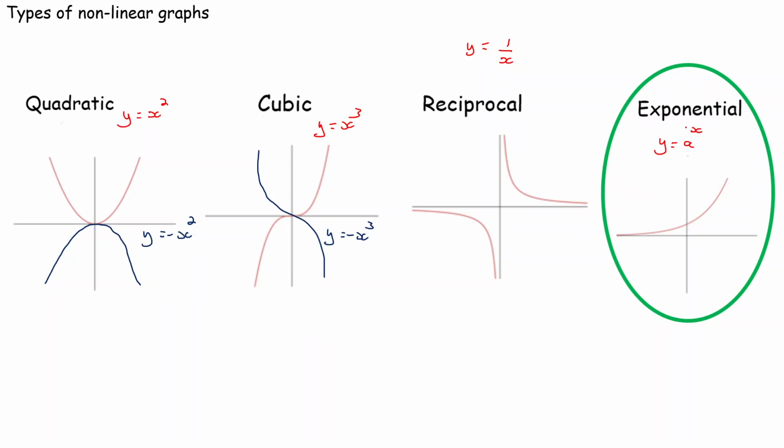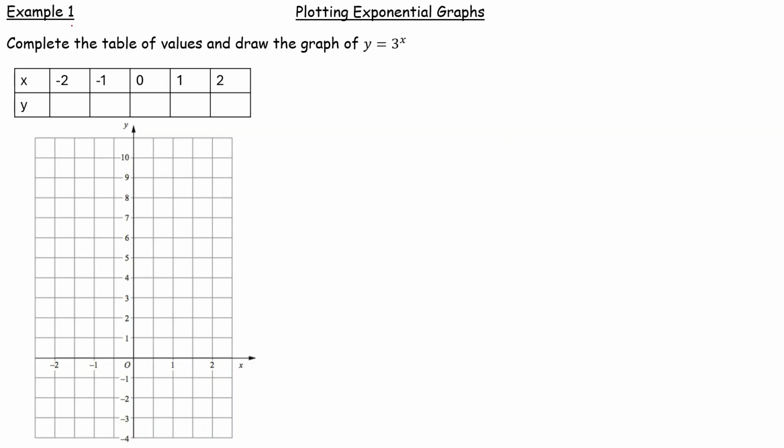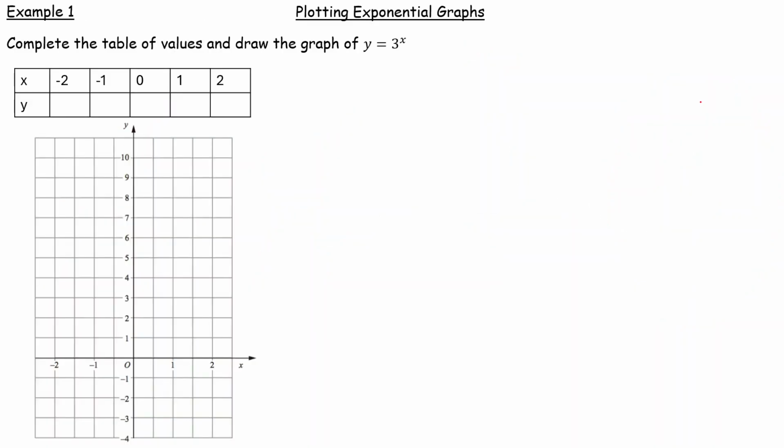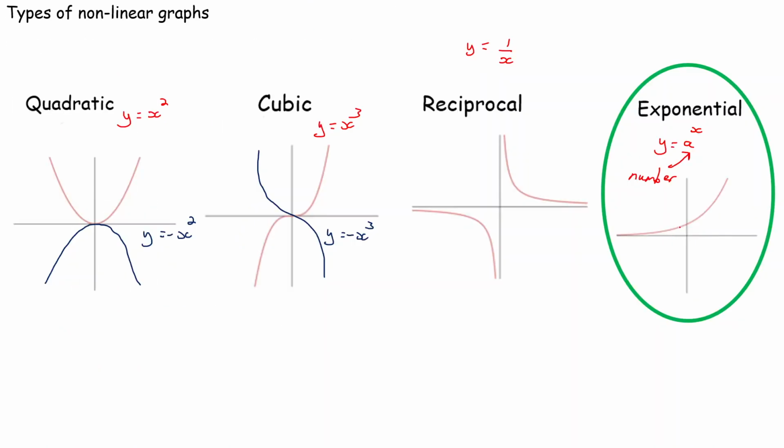But what's really important, because we're looking at plotting exponentials today, is being able to recognize, if I look at example 1, it says complete the table of values and draw the graph of y is equal to 3 to the power of x. If you weren't told that this is an exponential graph, you need to recognize that if you've got some number, where a just represents any integer, to the power of x, then we're looking at plotting an exponential. So this table of values should produce something that looks like this last graph here.